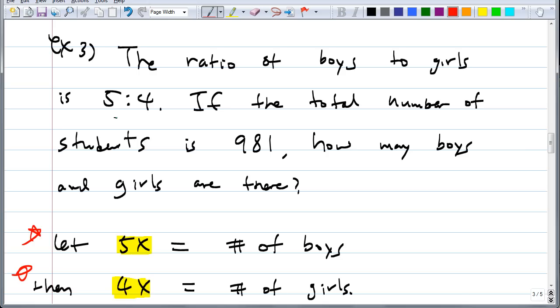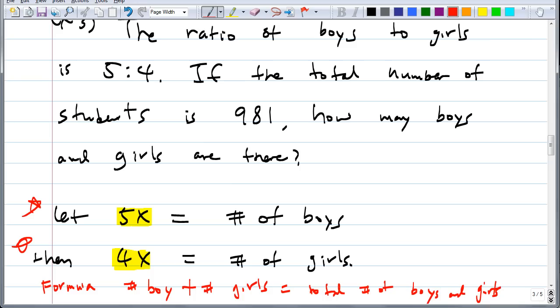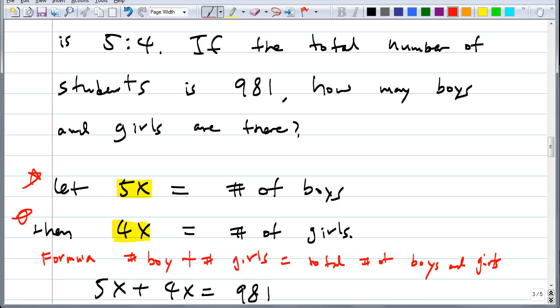5x over 4x. That will give you the total number of students. If 5x represents the boys, 5x plus 4x will give you the number of students, right? Because the formula is number of boys plus number of girls will give you the total number of students. Therefore, 5x plus 4x gives you 981. Okay, and do we know how to solve this equation? Yeah, you all know how to solve this, right?